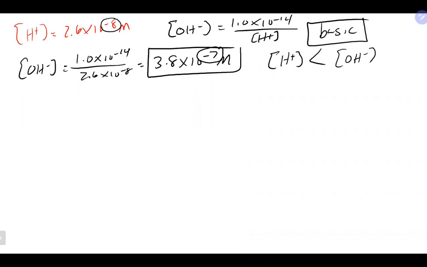Now, again, if you find yourself with sort of the right front number, but the exponent part is off, that's probably the way you're punching into your calculator. So make sure, again, you use that exponent button.